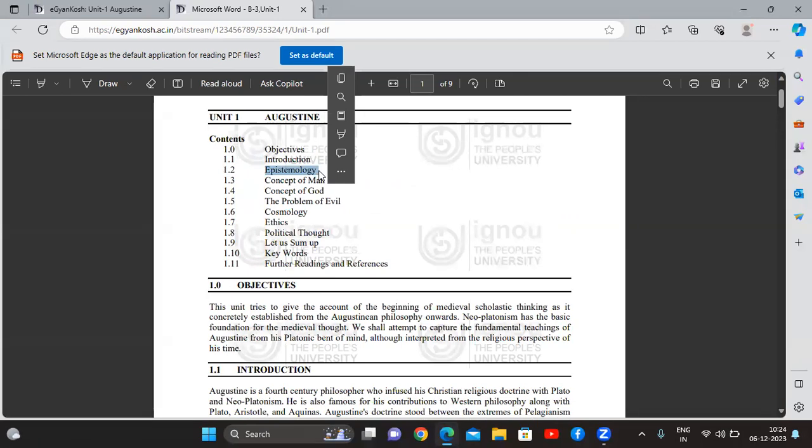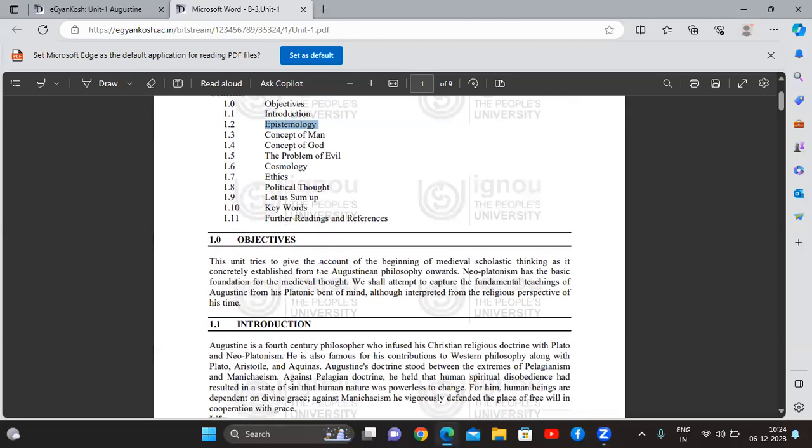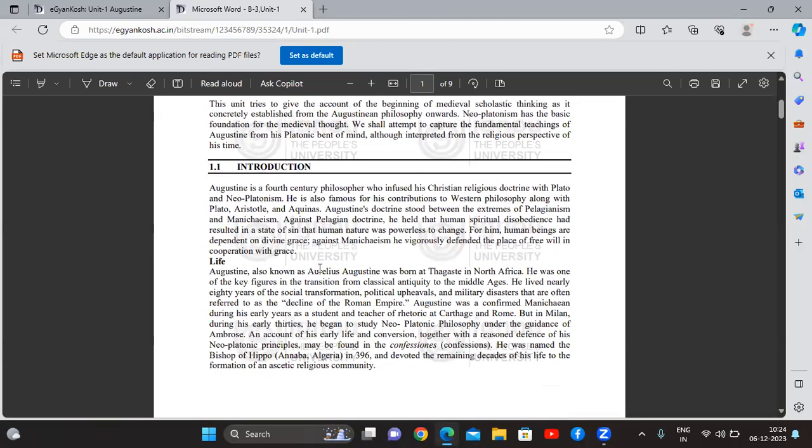Now, epistemology, if you remember in your first class, we studied the branches of knowledge, the branches of philosophy, and one of the most important branches of philosophy is epistemology. Epistemology is the study of knowledge. It's the philosophy of knowledge, to study the sources, the methods, and the validity of knowledge. Okay, so we're going to go into the epistemology of Augustine, but let's first get an introduction to who Augustine was.